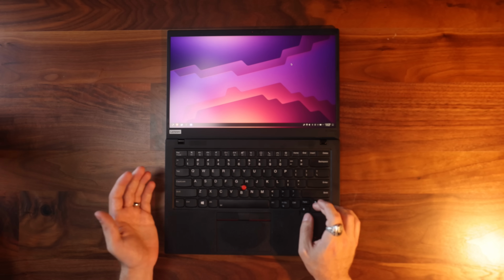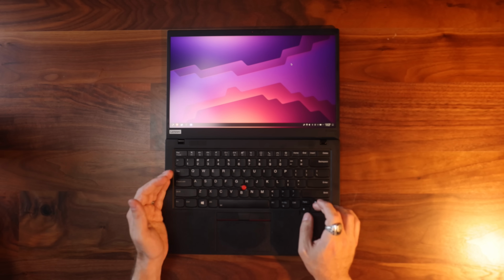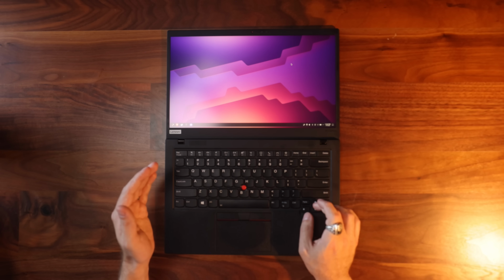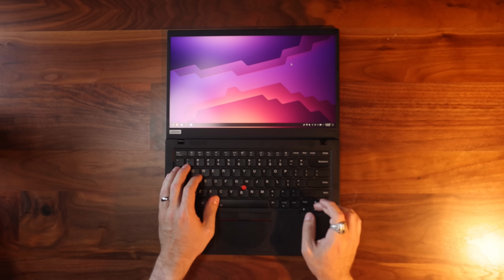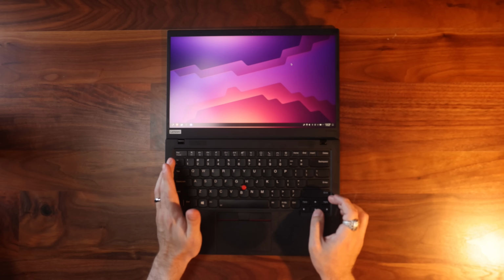What's crazy to think about is, if I wanted a MacBook Air that would do the exact same thing as this, I would have spent close to $2,000. But this is a fraction of the price, obviously.